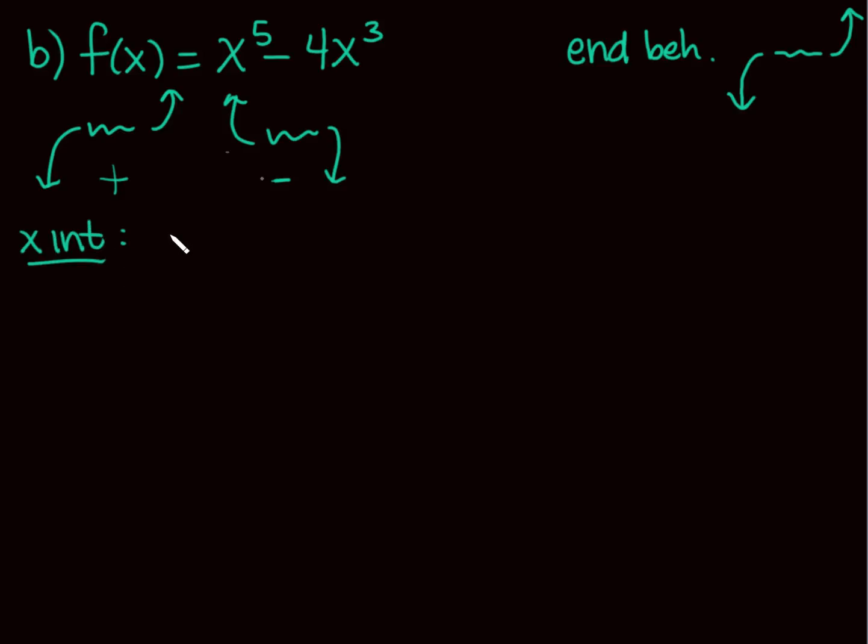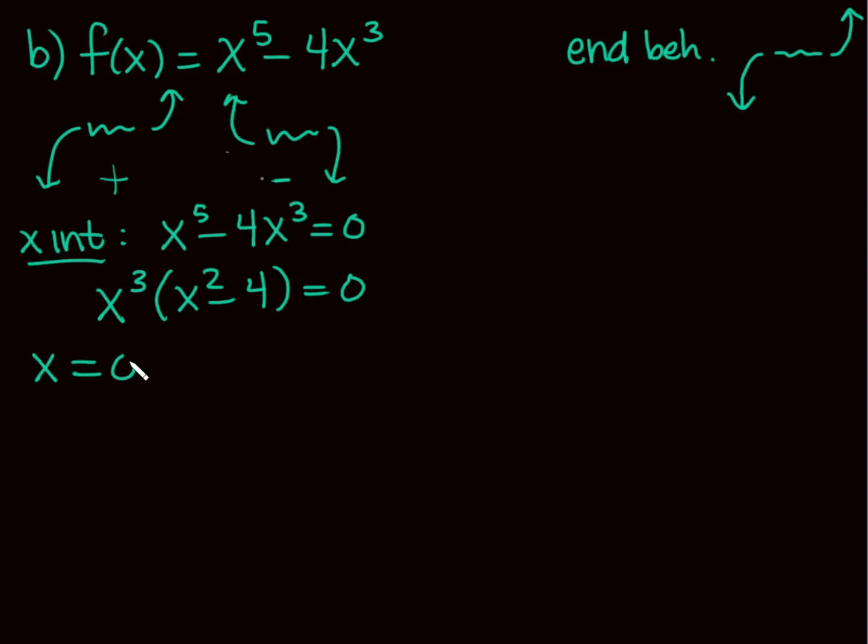X-intercepts, where do I cross the x-axis? X-intercepts occur where I cross the x-axis, which is also the same as y being 0. I'm going to take out that x cubed. I'd be left with x squared minus 4 equals 0. So what are my x? Well, my zero here then is 3, the multiplicity. And then this guy is x minus 2 times x plus 2 equals 0. So I have x equals 2 and negative 2.